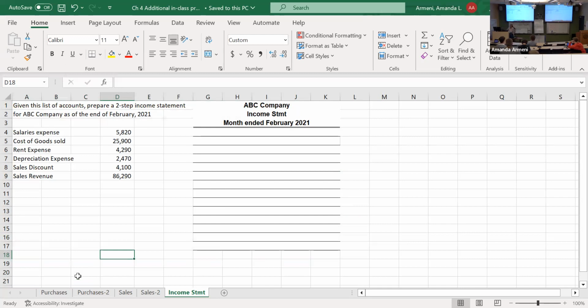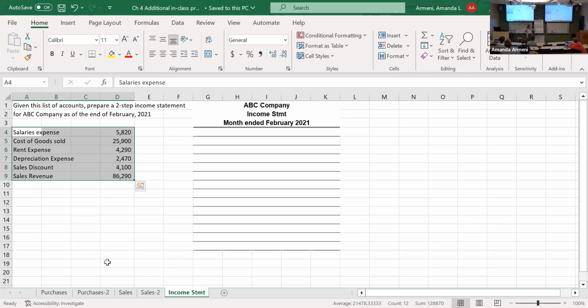The quiz question is going to give you a series of accounts that are in completely random order and ask you, prepare a multi-step income statement. When you hear multi-step income statement, what you have to remember is, I got to take cost of goods sold out of there and show it all by itself so that I can calculate gross profit. That's your multi-step income statement, okay?